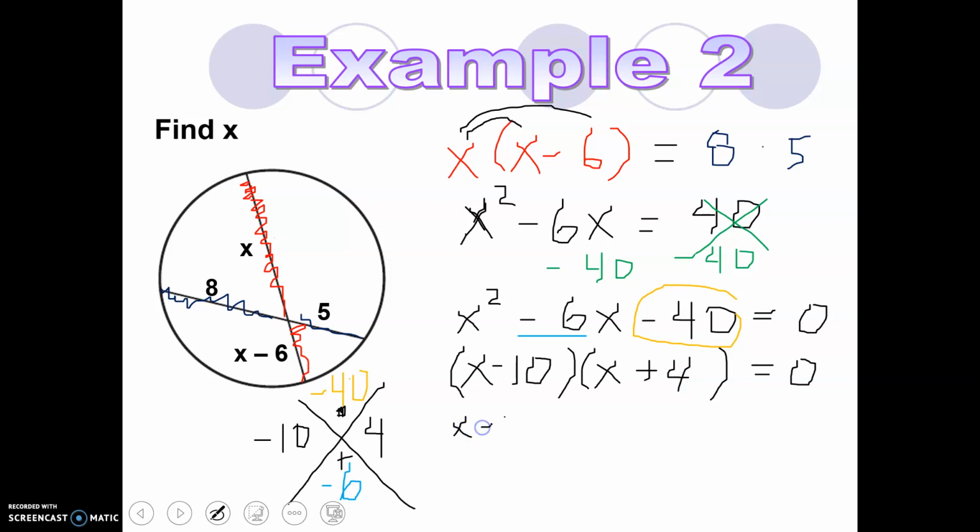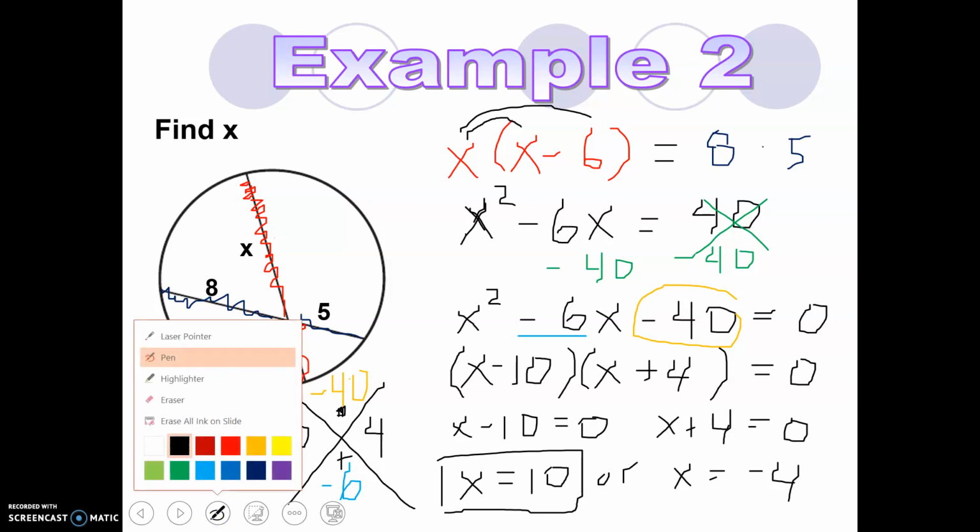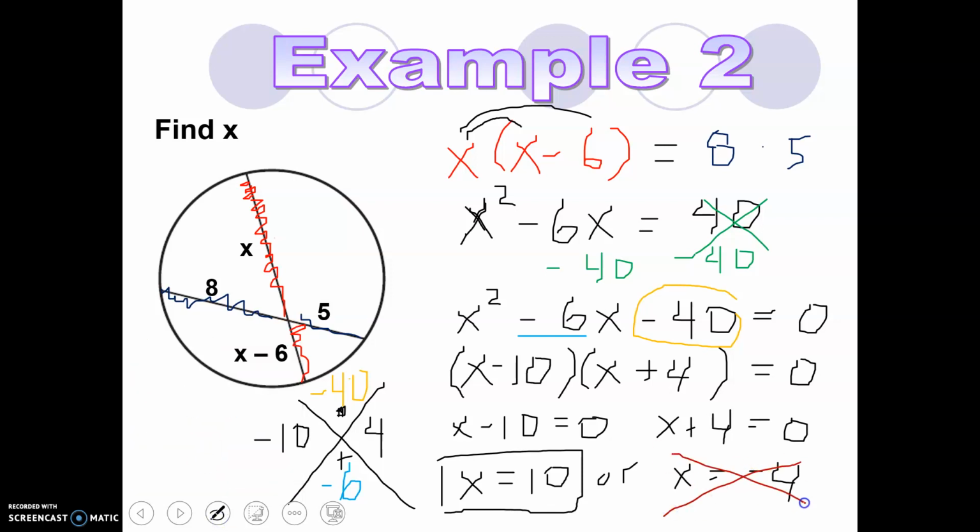Now we set each equal to 0 and solve for x. Add 10 to each side, so we are going to get positive 10 or negative 4. Now, in geometry, as you know, you cannot have negative lengths, and the only answer that will result in lengths that are strictly positive is x equals 10. X equals negative 4 will give you lengths that are negative, so we're just going to toss that solution out. So our only answer for this question is 10.